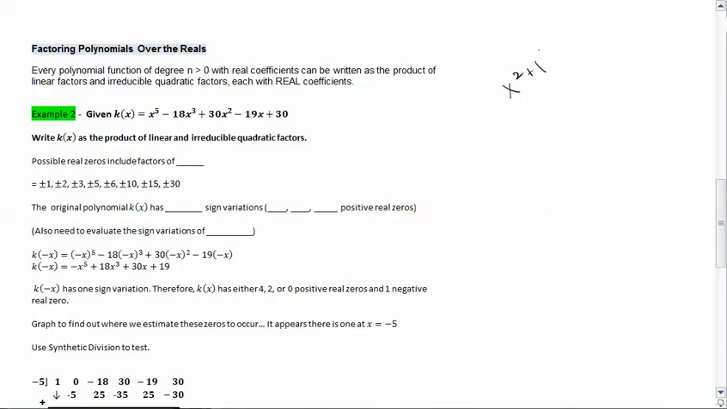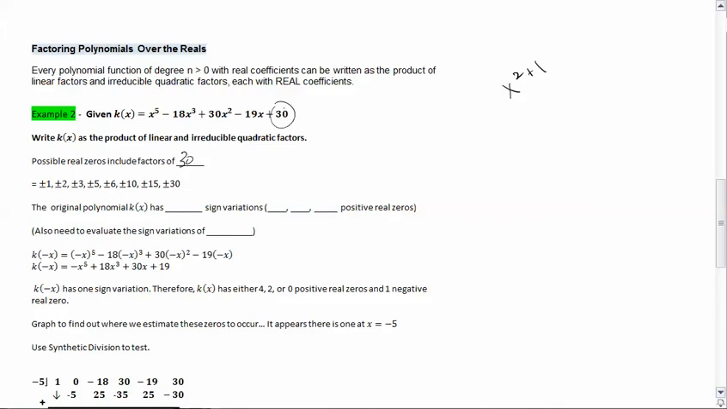So we're going to put a bunch of the stuff that we learned all together right here. The possible real zeros include factors of 30. Remember that from last time? Our leading coefficient is 1, so all we care about is that 30 in order to look at our real zeros. If we break down the factors of 30, we get plus or minus 1, 2, 3, 5, 6, 10, 15, and 30.